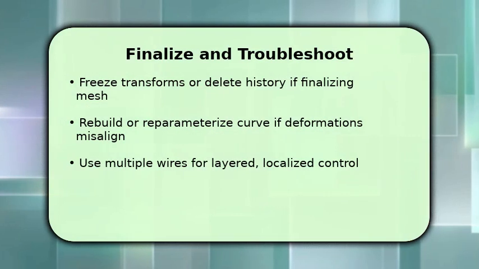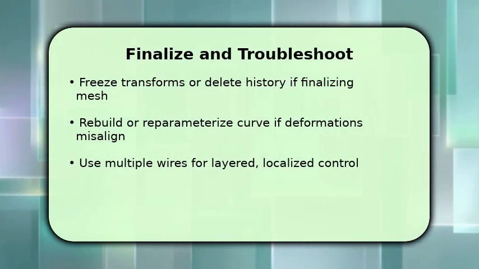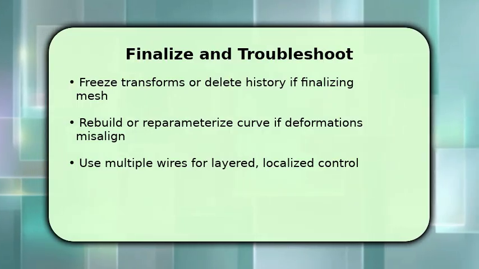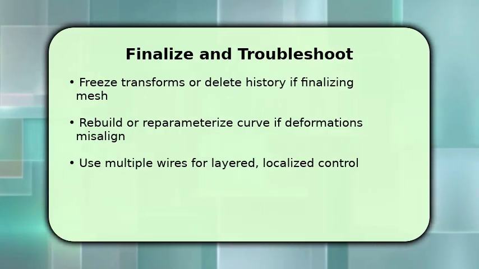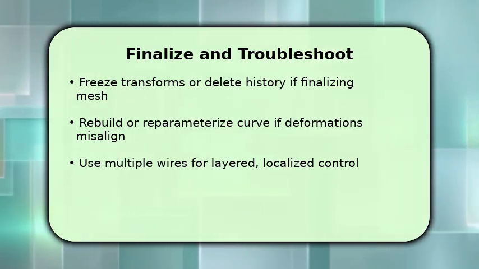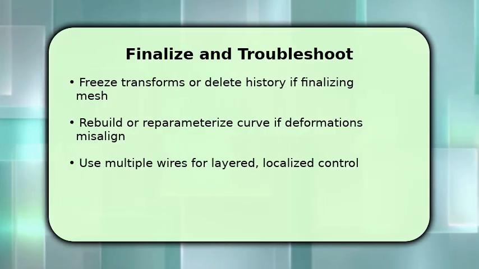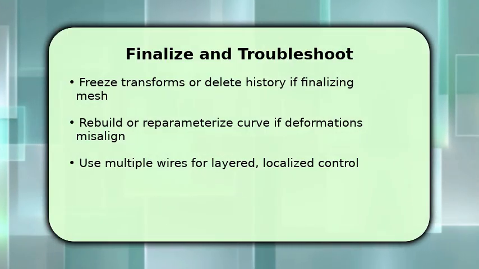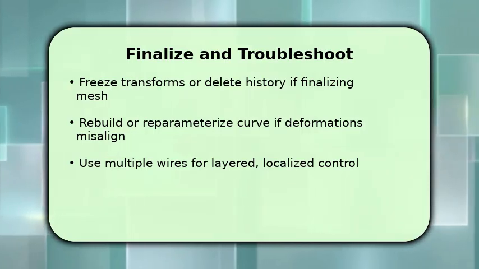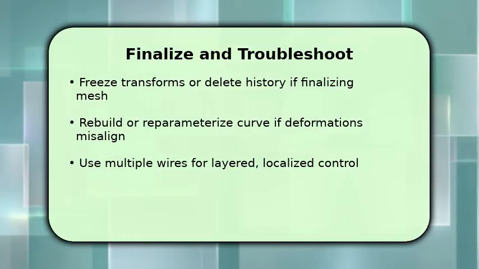To finish, bake or delete history if you need a clean mesh. Freezing transforms can lock your result. If deformations look wrong, rebuild the curve or use Reparameterize so the curve's parameterization matches vertex distribution. This fixes skewed influence. For complex shapes, add additional wire deformers on separate curve sections for layered control.